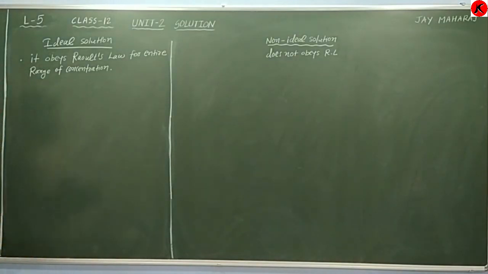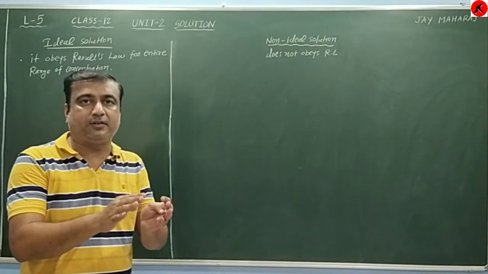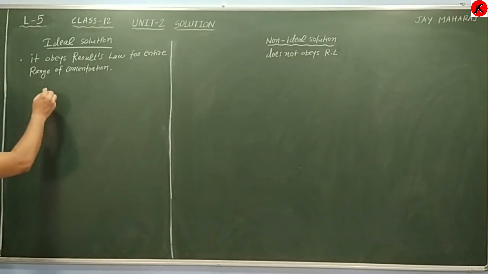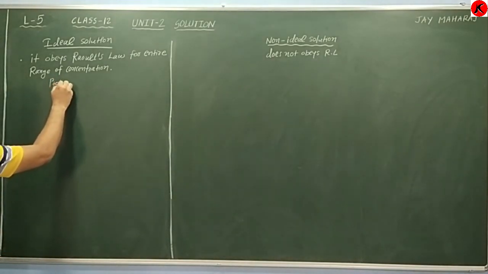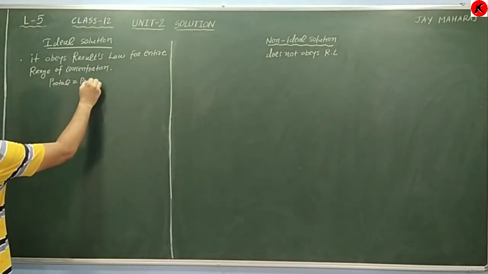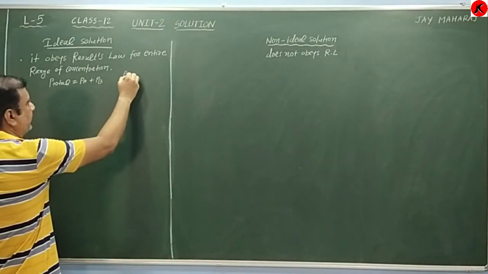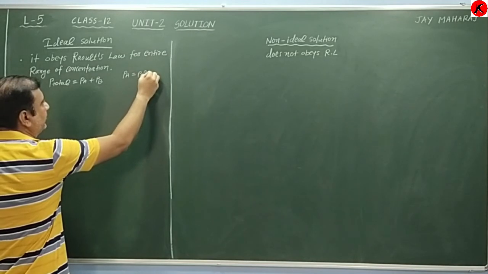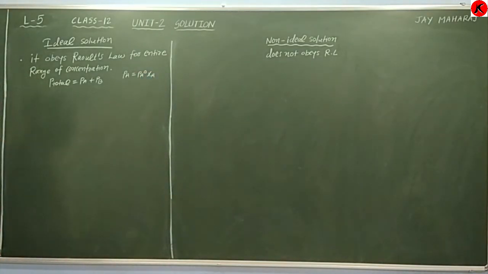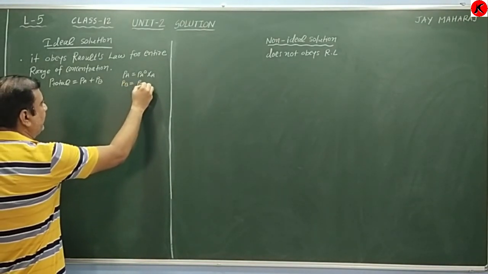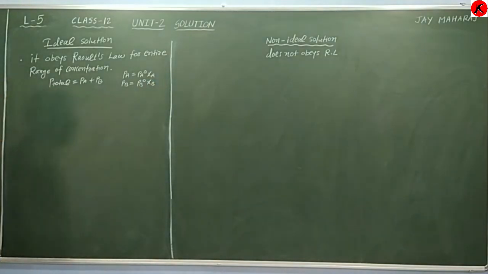Now, it obeys Raoult's law. That means the pressure which is calculated based on Raoult's law and the experimental condition are same. That means P total equal to PA plus PB, and PA is calculated as PA equal to PA0 into XA. That means two components we have A and B. Similar way, PB equal to PB0 and XB. Addition of this pressure is equal to P total.